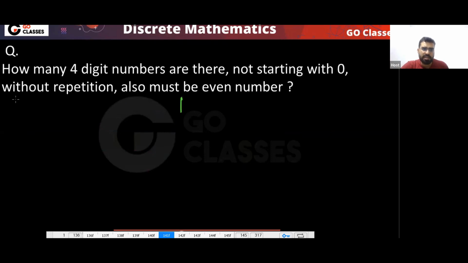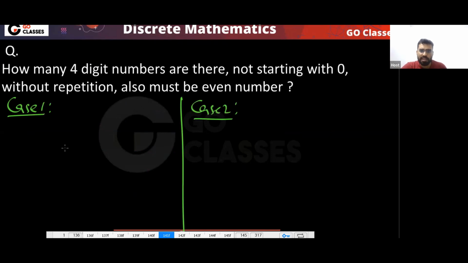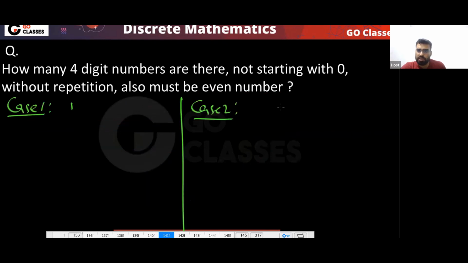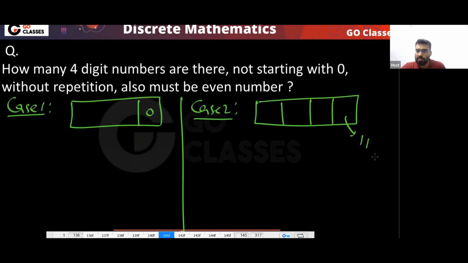How many cases can you create? Case 1, case 2. The cases can be made with respect to 0. In case 1, you are putting 0 here. And in case 2, you are putting non-zero here. Are they mutually exclusive cases? These 2 cases, are they mutually exclusive? Yes.